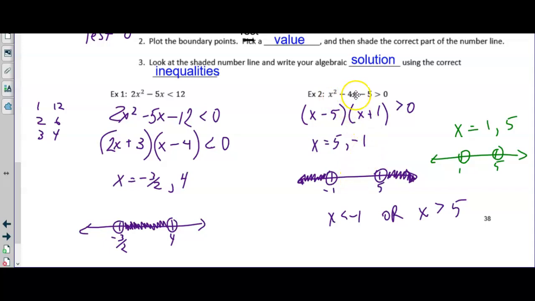And when I plug it in, I get a false statement this time, because 0 minus 5 is not greater than 0. So because it's false, I leave these blank. And then I would shade the outside parts.